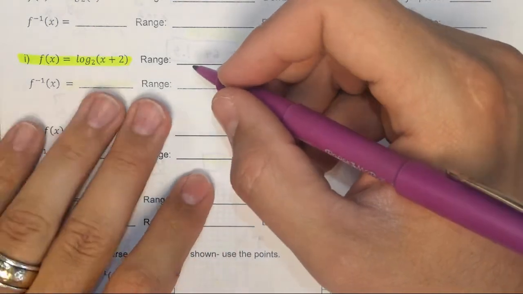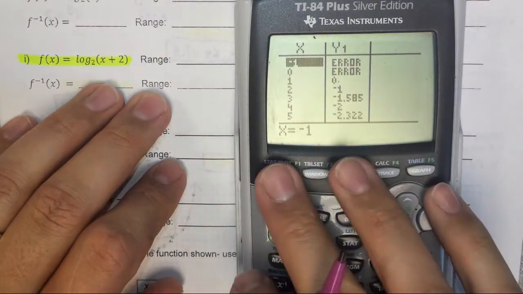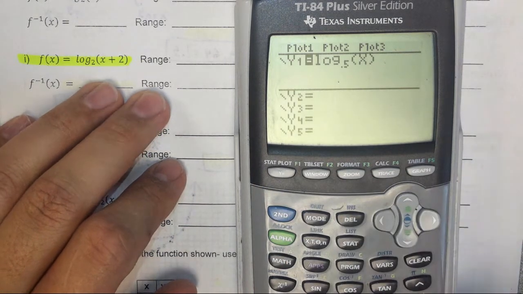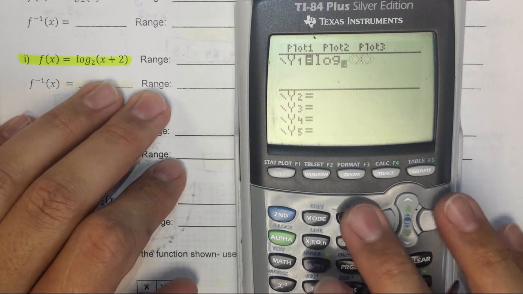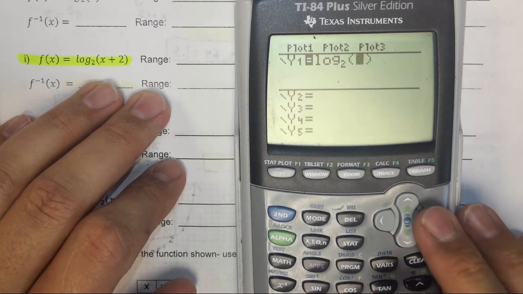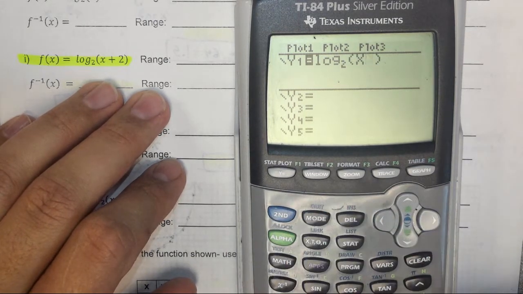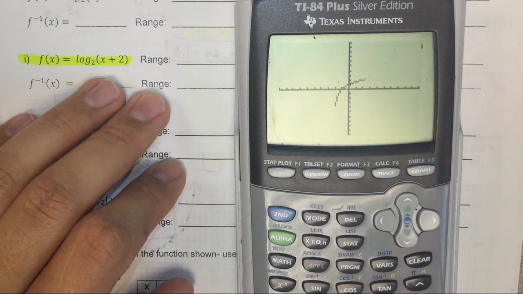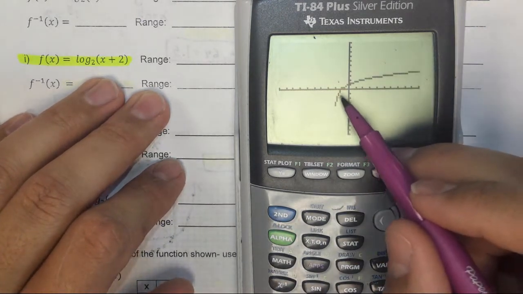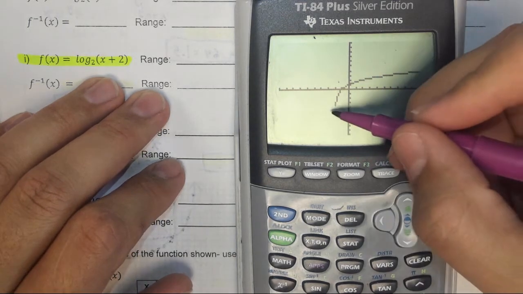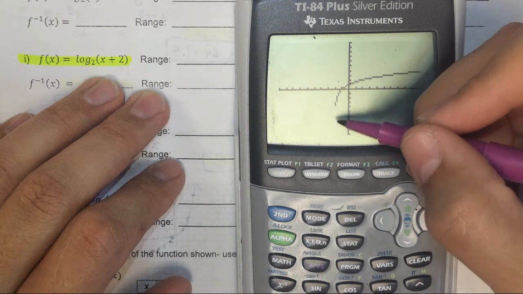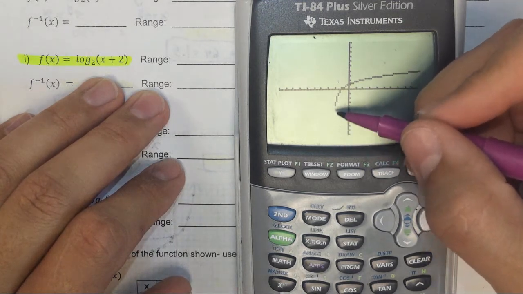So the first thing we're going to do is the domain and range for this log function. I'm going to put these in the calculator just to give you an idea of what they look like. So this is log base 2 of x plus 2. We're just going to graph that real quick to see what it looks like. Here we go. This is what it looks like. This, even though you can't tell, is actually going to an asymptote right here at -2.